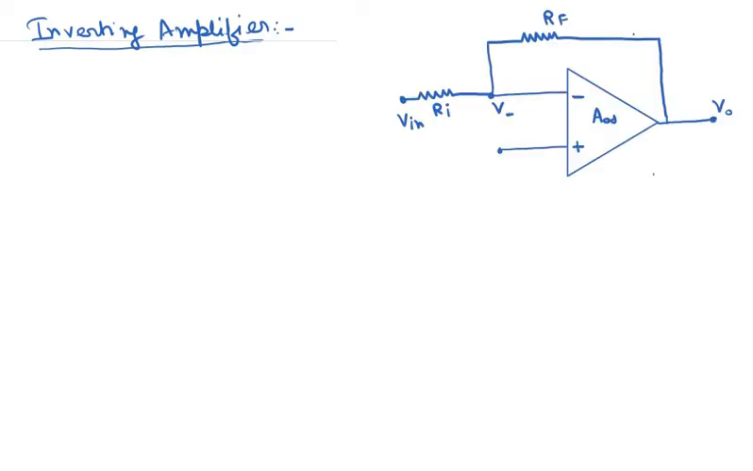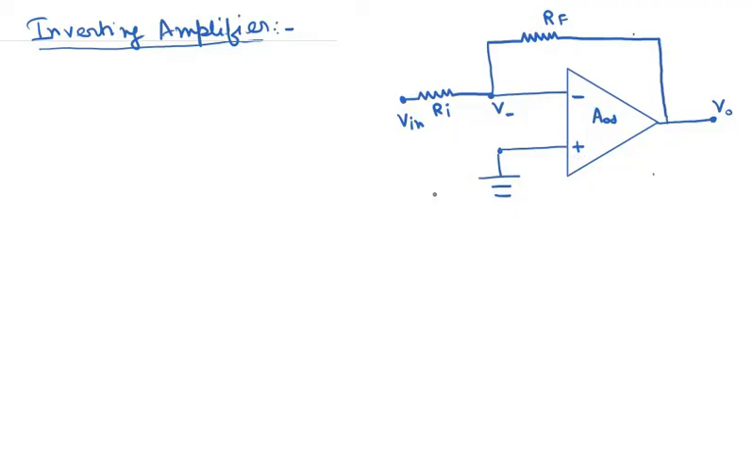So in the inverting amplifier, this input voltage Vin is fed to the inverting terminal of the op-amp through this resistor Ri, and then a feedback resistor Rf is connected between the output and the inverting terminal here. Okay, and this point is grounded. So the voltage at the non-inverting terminal is 0.